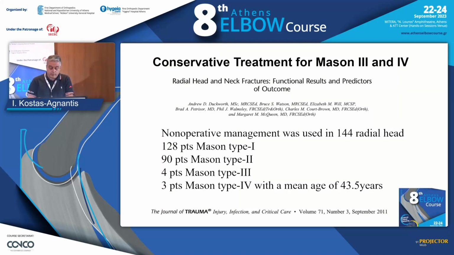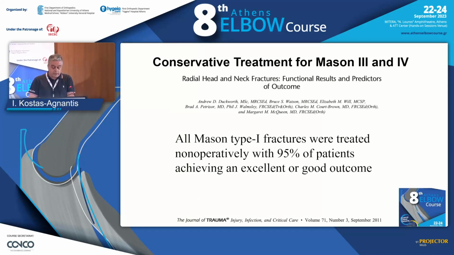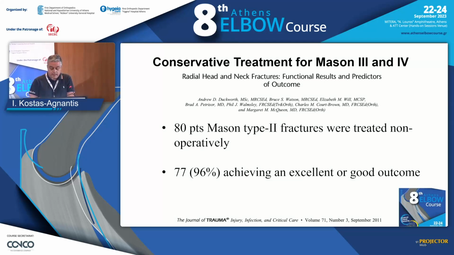Another paper with 144 radial head fractures. Most of the patients were Mason type 1 and 2. Type 3, 4, only 7 patients, with a very good follow-up. All patients with Mason type 1 were treated conservatively, with 95% achieving good or excellent result. 80 patients type 2, most of them, 96%, achieved excellent or good outcome with non-operative treatment.